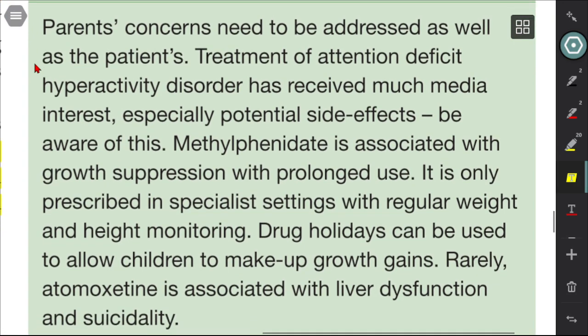Treatment of attention deficit hyperactivity disorder has received much media interest, especially potential side effects. Be aware of this. Methylphenidate is associated with growth suppression with prolonged use. It is only prescribed in a specialist setting with regular weight and height monitoring. Drug holidays can be used to allow children to make up growth gains. Rarely, atomoxetine is associated with liver dysfunction and suicidality.